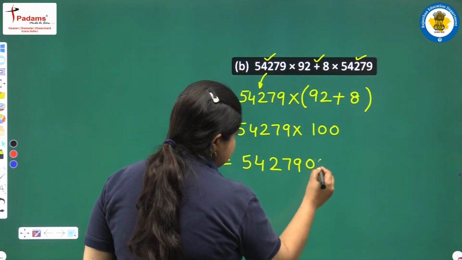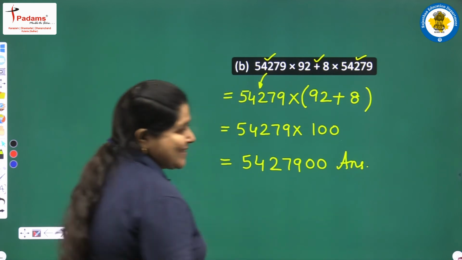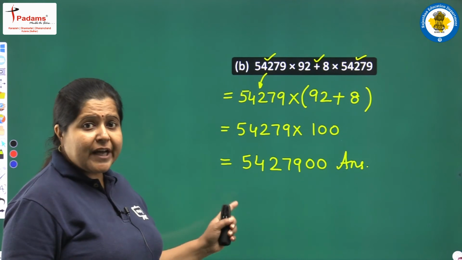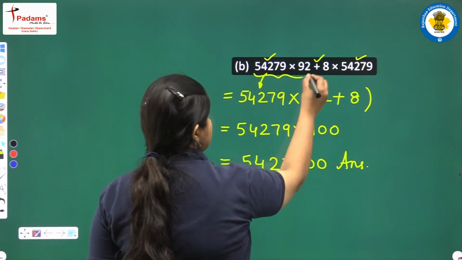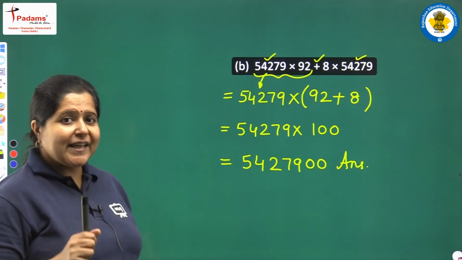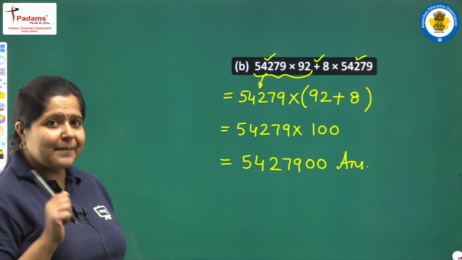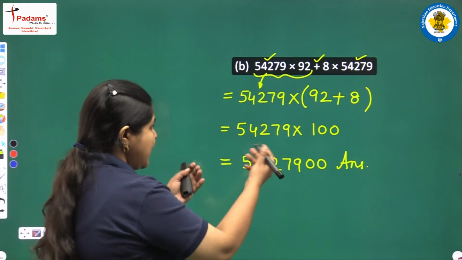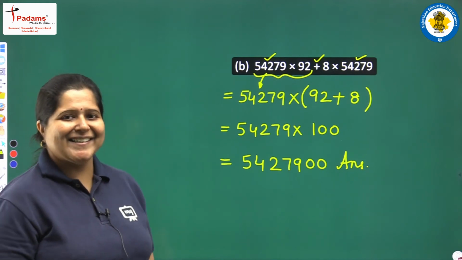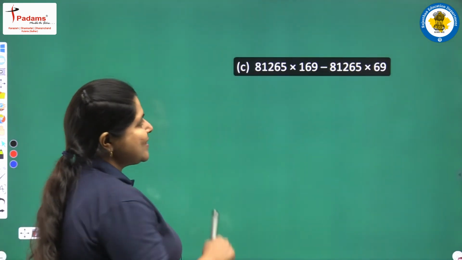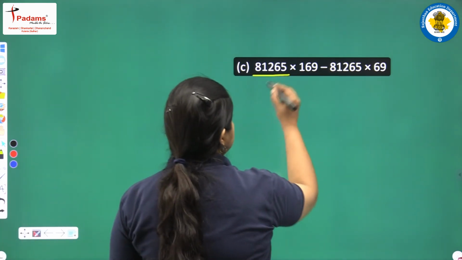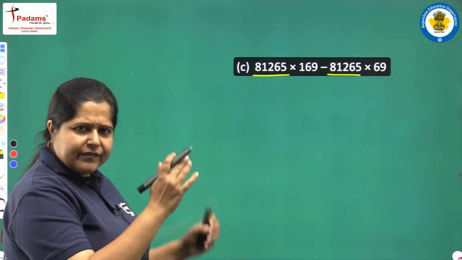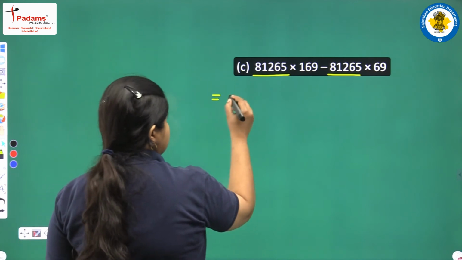54,279 and 2 zeros. How quickly we got the answer, isn't it? And just think it over, that if in place of this, if you would have chosen to multiply 54,279 by 92, then you would have not got the answer till now. I am sure about this. And see, by using this property, distributive property, we have got the answer within a few seconds. Great. Next we take up this question. Again we are having this number distributed to 169 and 69. Since it is already distributed, we will collect it back from the two numbers.